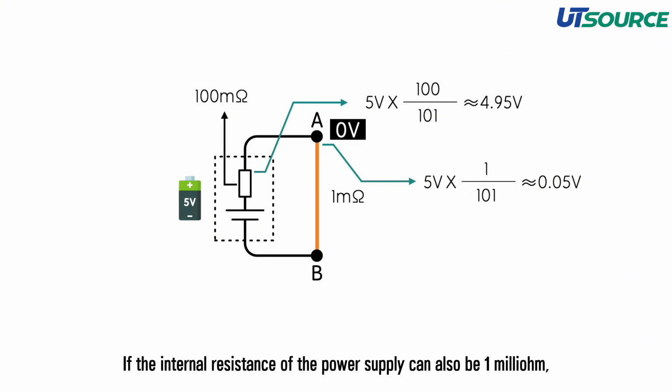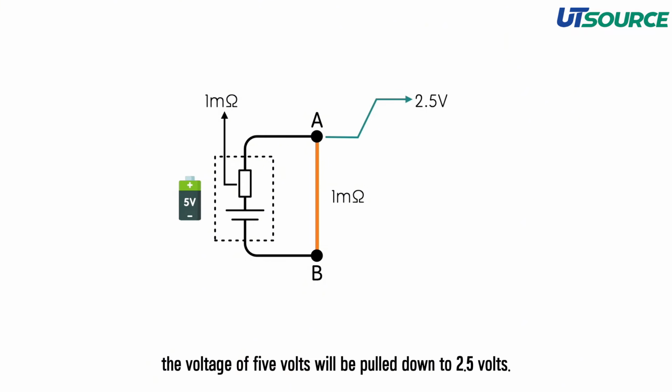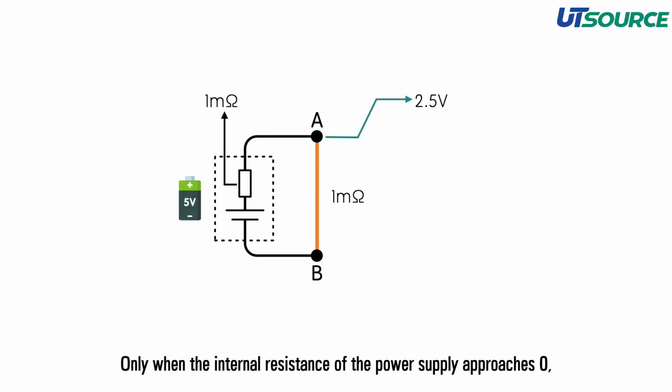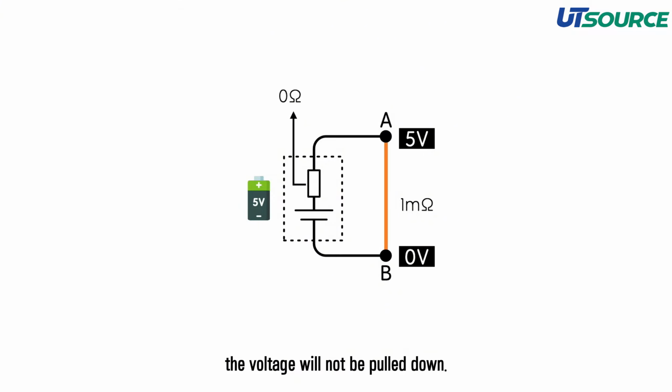down to 0 volts. If the internal resistance of the power supply were also 1 milliohm, the voltage of 5 volts would be pulled down to 2.5 volts. Only when the internal resistance of the power supply approaches 0, the voltage will not be pulled down, because the 5-volt voltage will be applied to the copper wire. But this situation obviously does not exist, because the total resistance is only 1 milliohm.